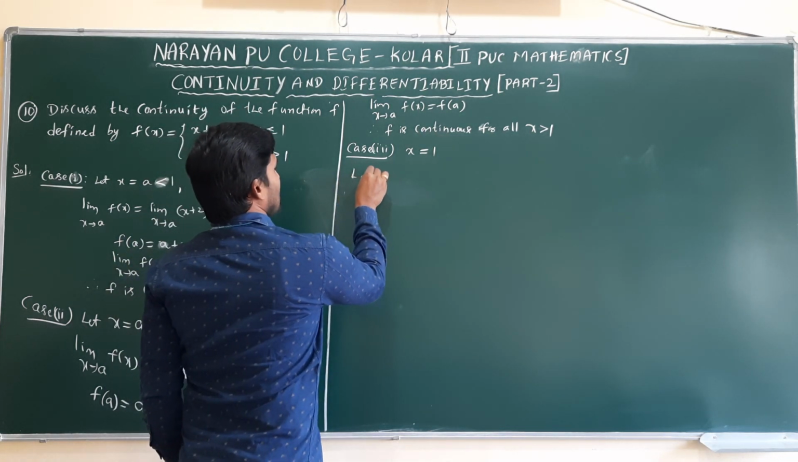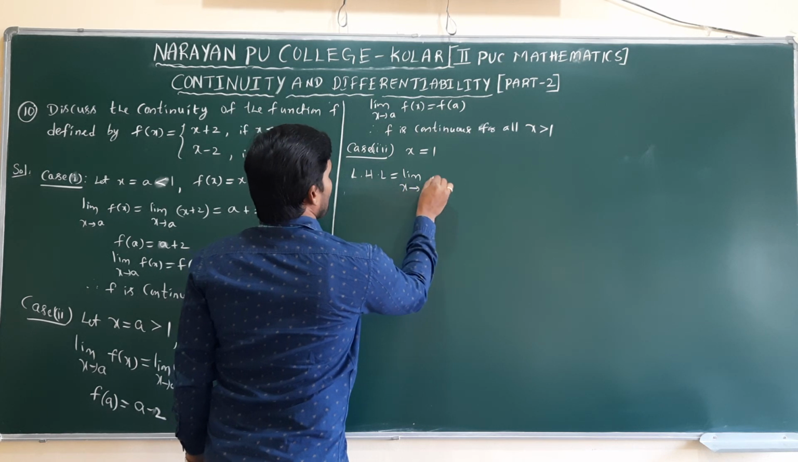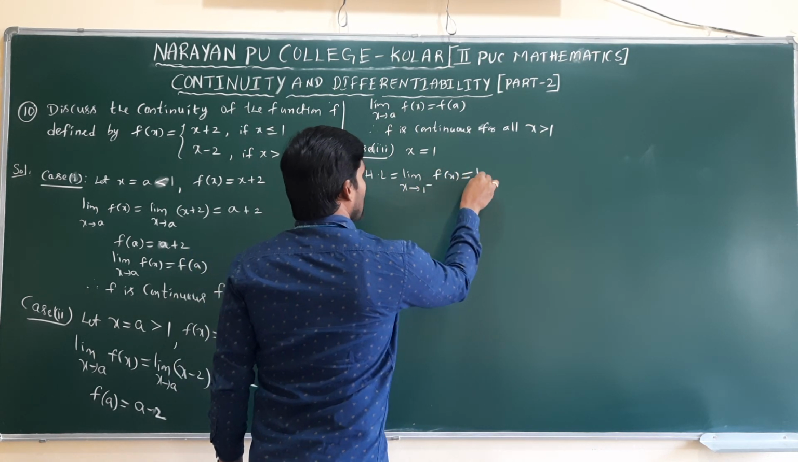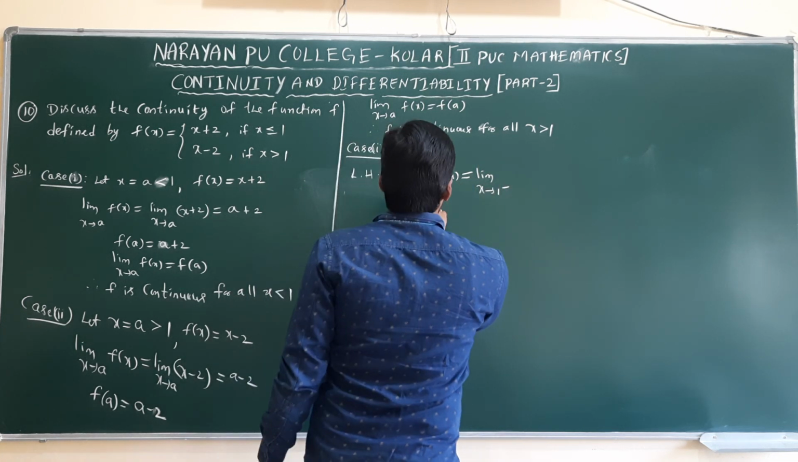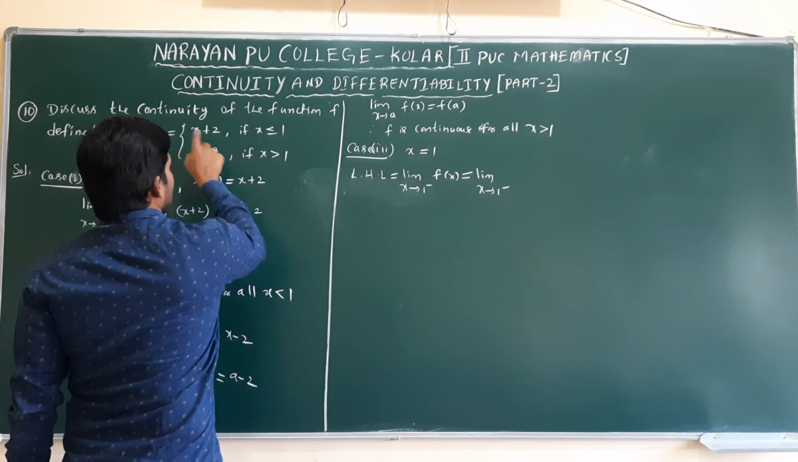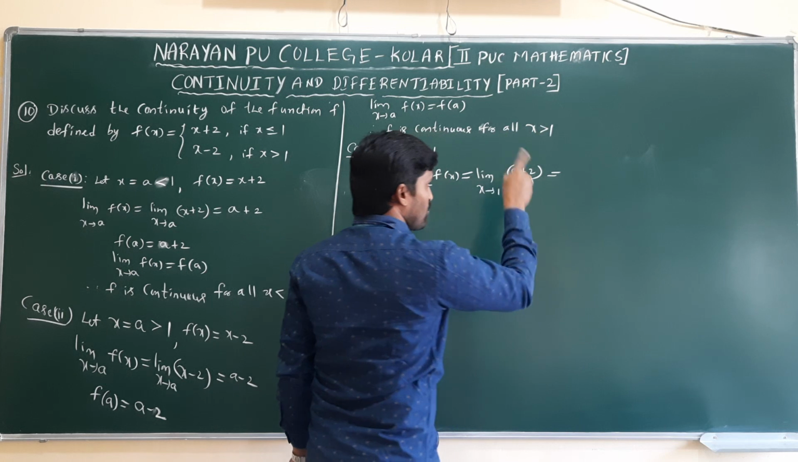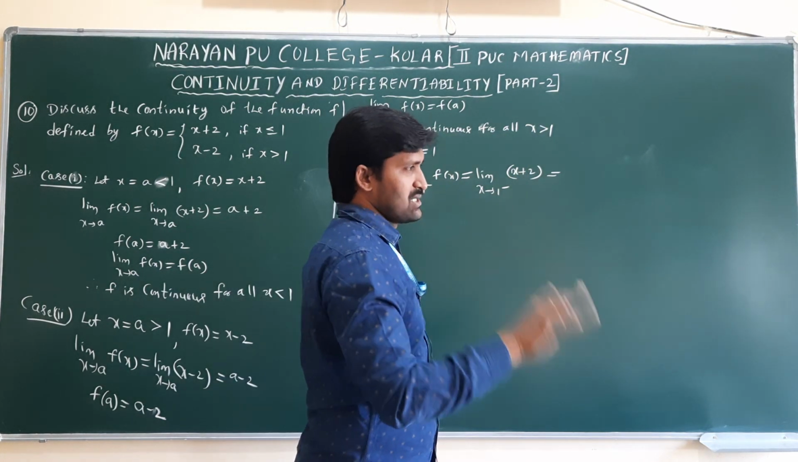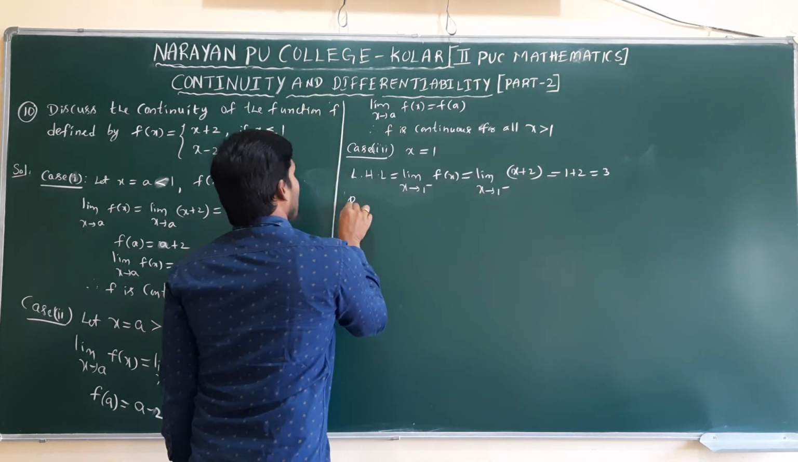First we will take LHL, left hand limit. A value 1, so limit x tends to 1 minus f of x equal to limit x tends to 1 minus. 1 minus meaning what? 1 power minus means x is less than 1. At x less than 1, what is the function there? x plus 2. Substitute in the place of x is 1. That minus symbol represents LHL, okay? So 1 plus 2, that is 3. Next RHL.